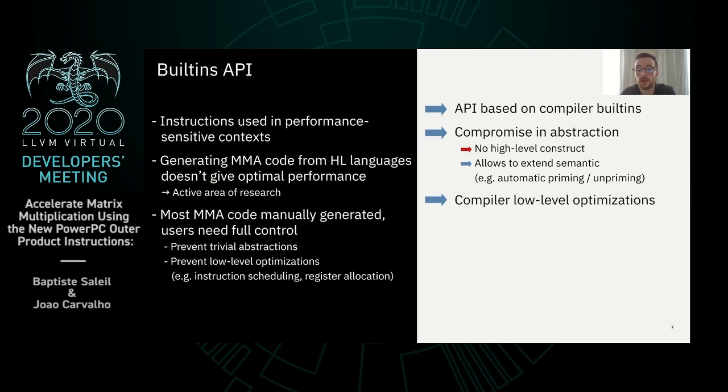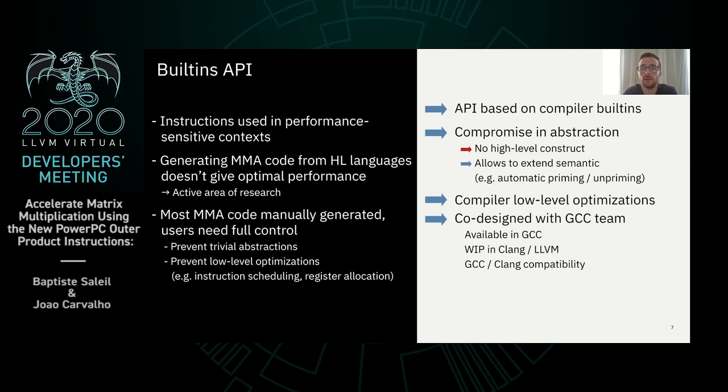So we've co-designed this API with the GCC PowerPC team. It is already available in GCC, and we are currently working on implementing it in Clang. And of course, the API will be compatible between GCC and Clang. And finally, I just wanted to mention that we are also exploring lowering the new target independent LLVM matrix operations to MMA and PowerPC using these instructions.